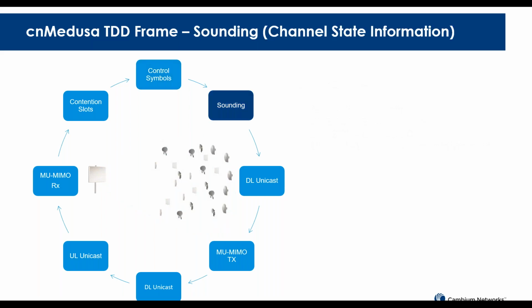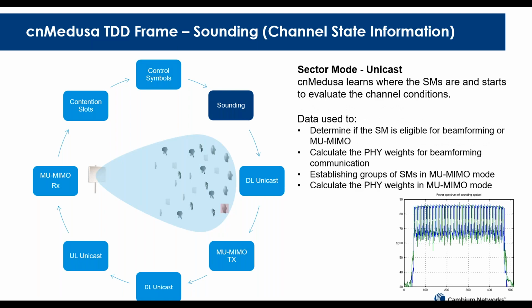Next is sounding. We said that this is the process that's used to collect the channel state information from each of the subscribers. The channel state information is used for several purposes. First of all, to determine if the subscriber is eligible for a beamforming and MU-MIMO transmission. It's important that the access point can understand the exact direction of the subscriber.